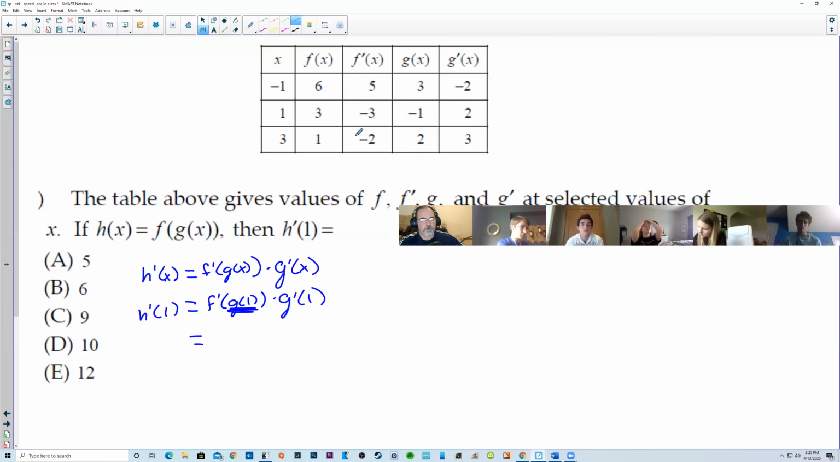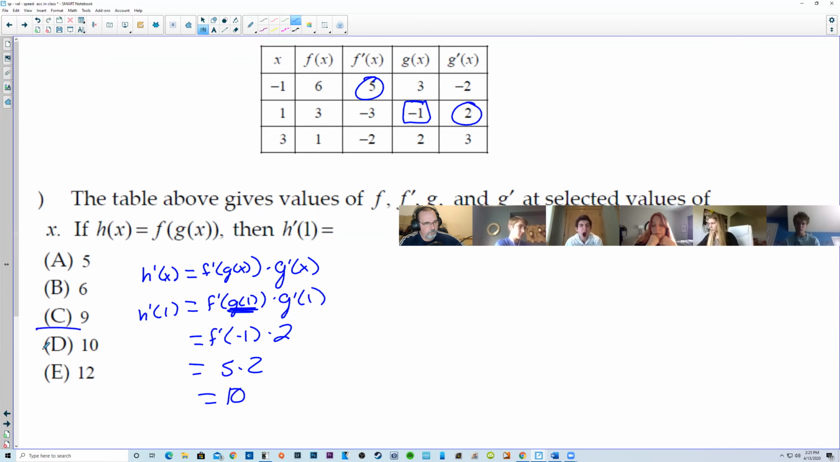Well, let's get g of 1. g of 1 is negative 1 right there. So f prime of negative 1 times g prime of 1, which is 2. Now we just need f prime of negative 1. f prime of negative 1 is 5, times 2, that's 10. 10 right there.